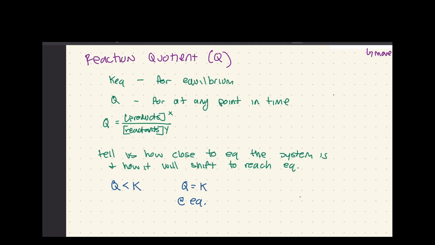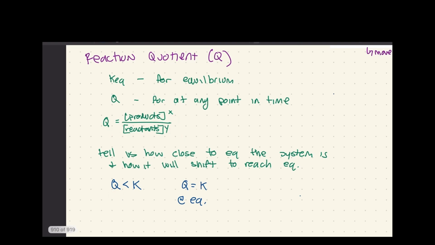We can have a situation where Q is less than K. If we're looking at this mathematically, Q being a smaller number means that we have more reactants and not enough products. That means that the reaction is going to shift right in order to reach equilibrium. And if Q is greater than K, this is going to tell us that we have more products and not enough reactants. So in order to reach equilibrium, we have to shift left in order to make more reactants and get to a place where Q is equal to K.